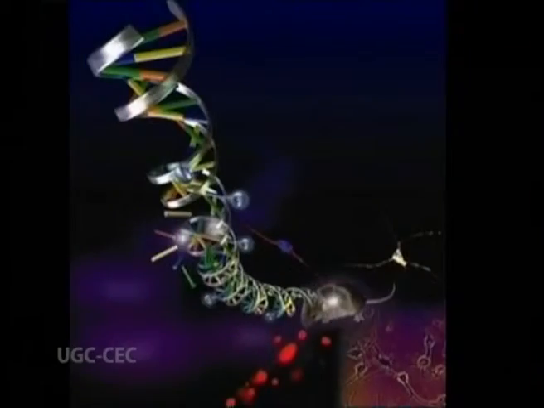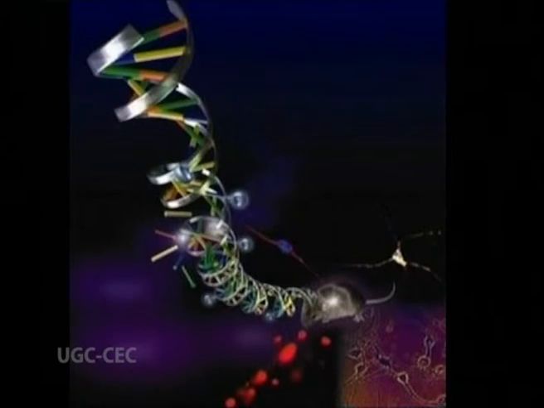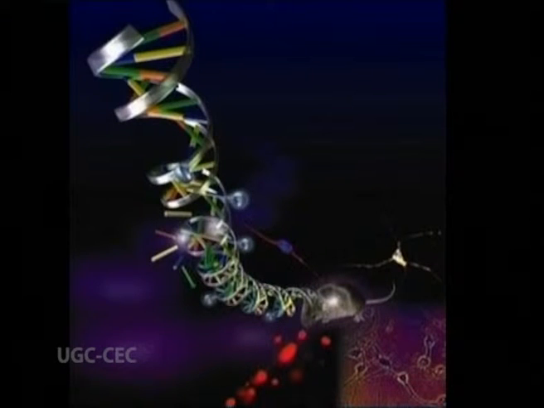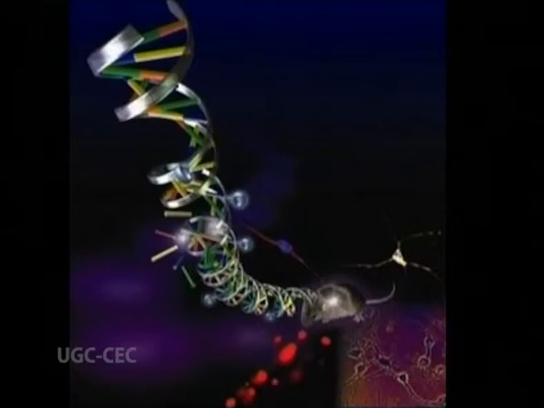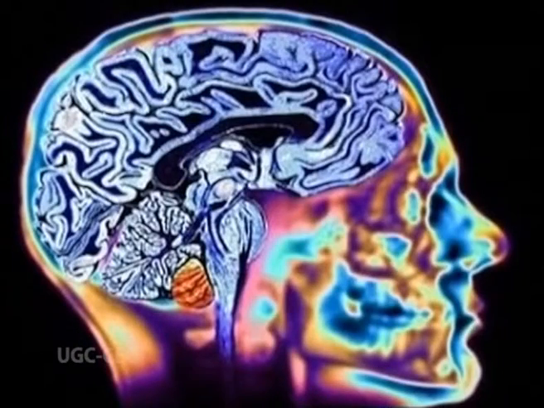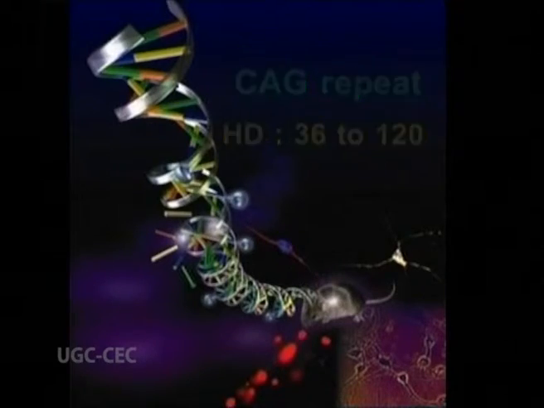Huntington's disease is caused by a genetic defect of chromosome 4. The defect causes a part of DNA called a CAG repeat to occur many more times than it is supposed to. Normally, this section of DNA is repeated 10 to 28 times, but in a person with Huntington's disease, it is repeated 36 to 120 times.